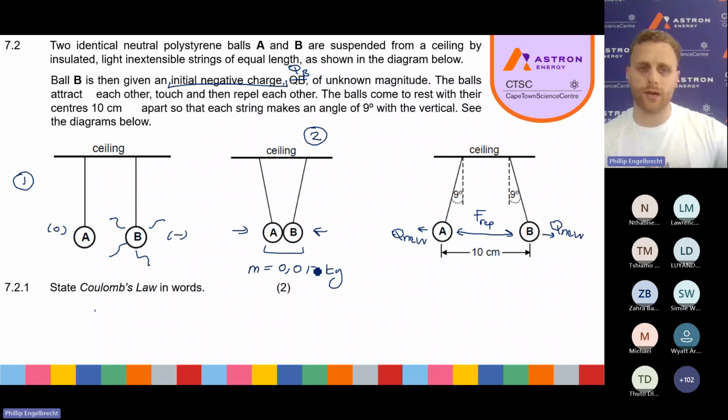What do we want to know? We want to know this thing over here. What was the value of that negative charge that I gave to ball B? So what was the charge of ball B before it attracted the other ball and before it led to the situation at number 3 over here? So you guys are going to answer that one for me.